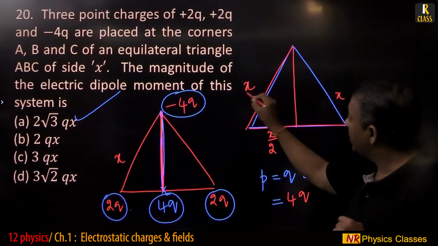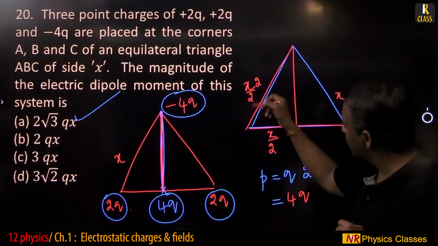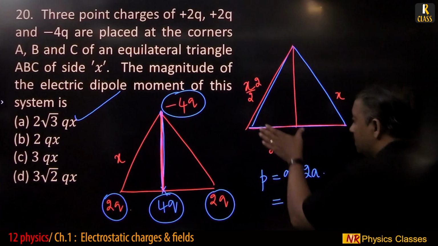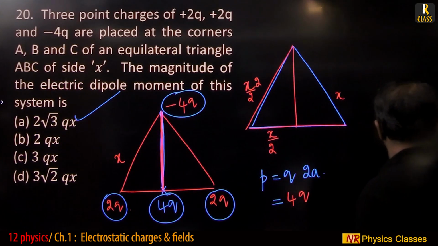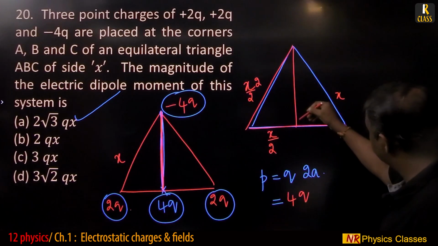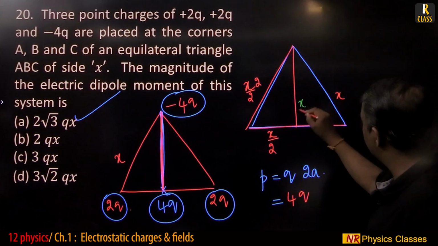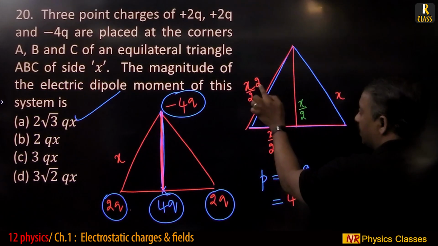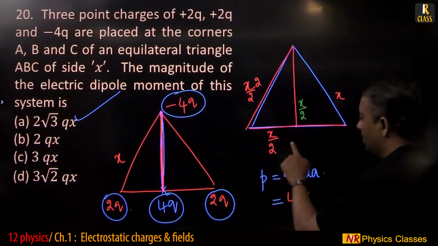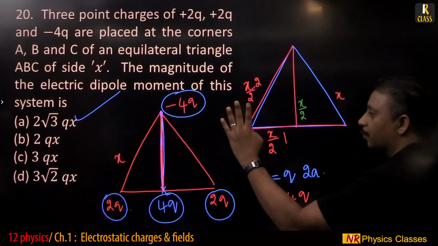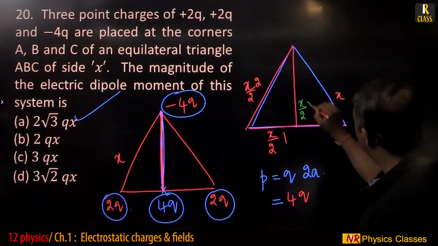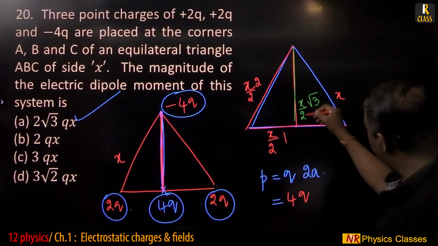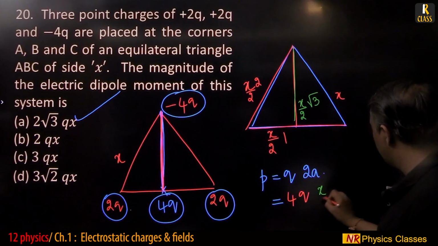Carefully observe. x by 2 into 2, the 2 gets cancelled. We get x. So this distance is 2 times x by 2. This length is 1 time x by 2. Therefore, I want this. Common factor is x by 2. If you take out x by 2, remaining is 2. 2 square is 4, 1 square is 1. 4 minus 1, 3 under root. So this length is x by 2 root 3.